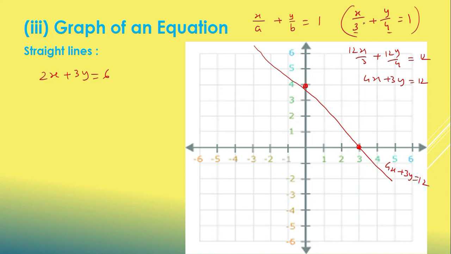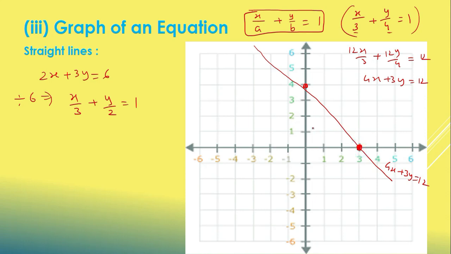Okay, so if you write any equation in this intercept form, then you can easily draw the straight line. This is one case. So for this example, 2x plus 3y is equal to 6, divide this equation by 6. You will see x over 3 plus y over 2 is equal to 1. So the x-intercept is 3, the y-intercept is 2.